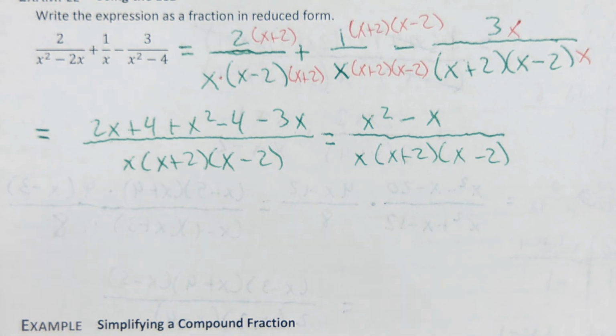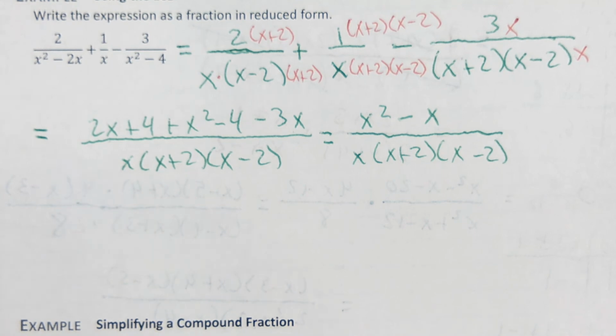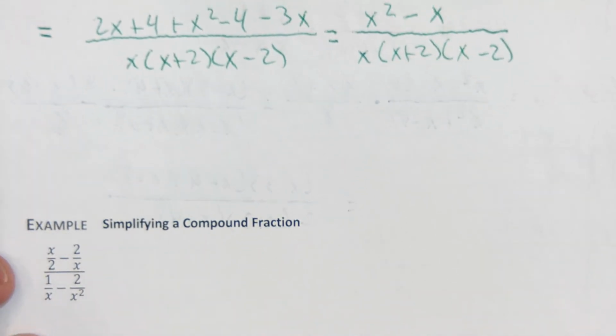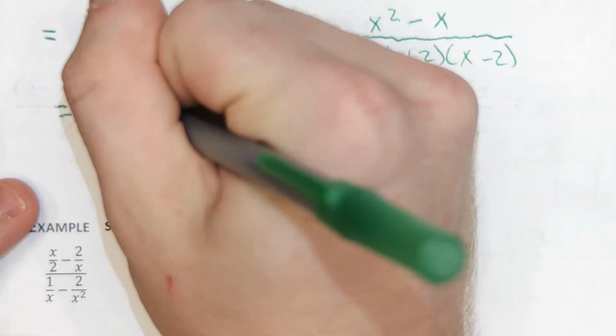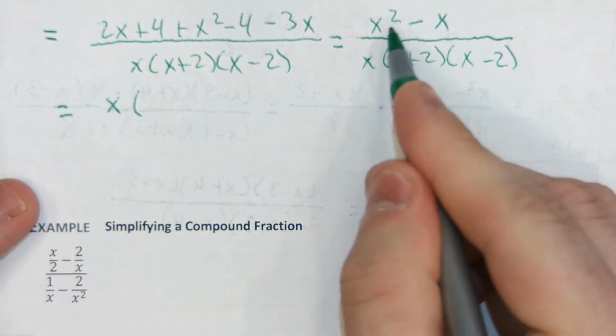Cool. Just like before, we need to see if this numerator factors. And you know what? This one does. This numerator factors, it has a GCF. Both of these two terms could give up an x. Let's pull that x to the front, leaving behind an x minus 1.